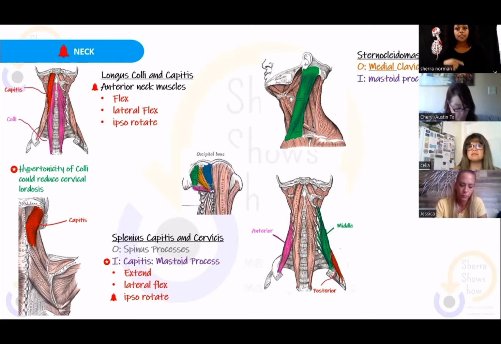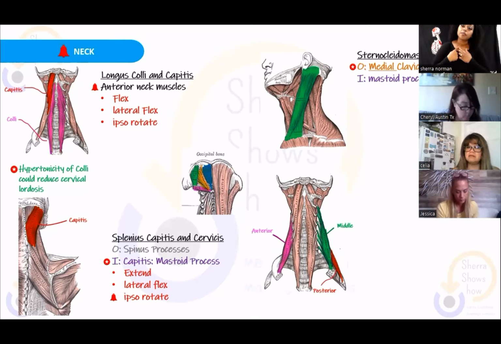Sternocleidomastoid, all right, starts on the medial clavicle and the sternum, and goes to the mastoid process. All right. That is a test point, the fact that it starts on the medial clavicle. If I asked you on what part of the clavicle does the sternocleidomastoid start, you should be able to deduce it comes from here. So that's the medial clavicle as opposed to the lateral clavicle over here. It would be kind of weird if we had just a big muscle coming from here to here, right?